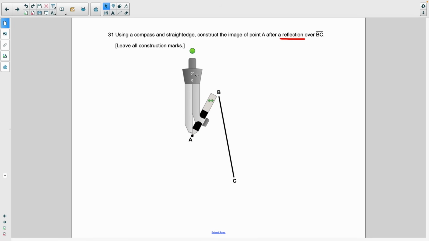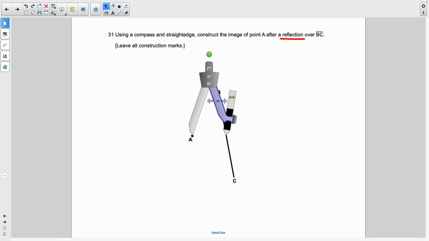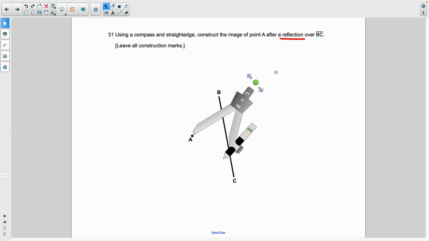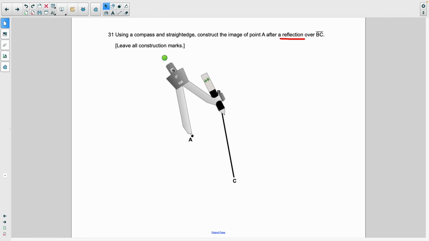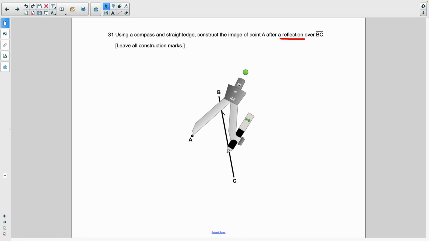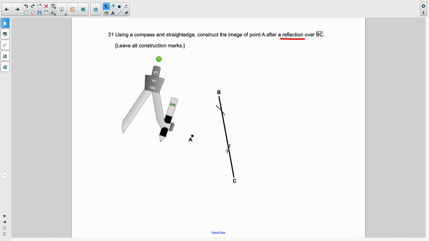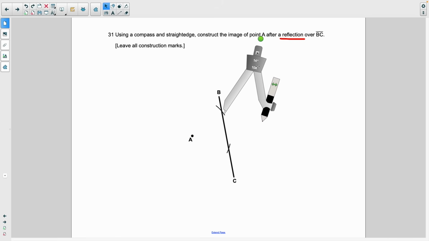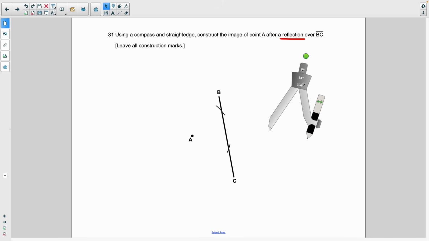So here, what I'm going to do is place the compass over here at A, and open the compass up just enough so that when I swing the arc, it's going to hit this line segment twice. So I'm going to swing it in this direction once, and then I swing it over here in this direction, and notice that I have 2 points of intersection. But now what I want here is for the distance from A to this line to be the same as the distance from this line to A prime.